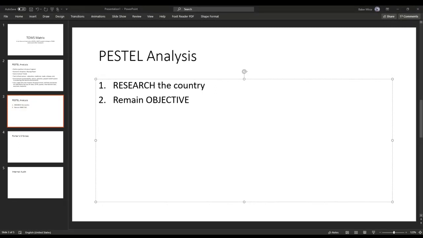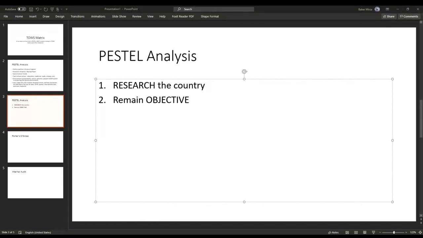When we say remain objective, usually what happens when people research materials such as politics, economics, and all. Let's say I am Zara. I wish to open up my store in India. So when I come to the political part, you should not write that Narendra Modi is the prime minister or a premier of India. Okay, he is. What does that have to do with anything? Is that objectivity? No, that's subjectivity. It loosens the message of PESTEL analysis.